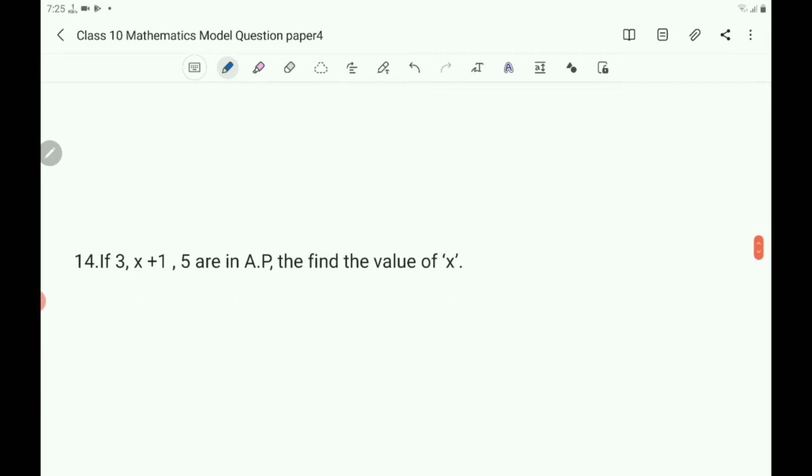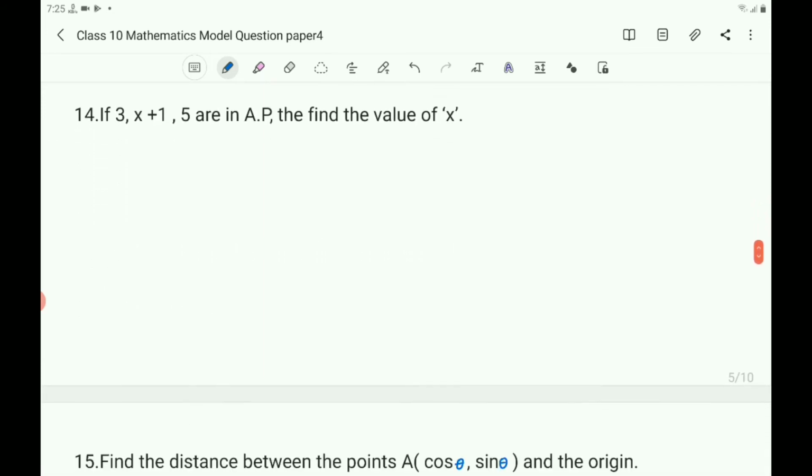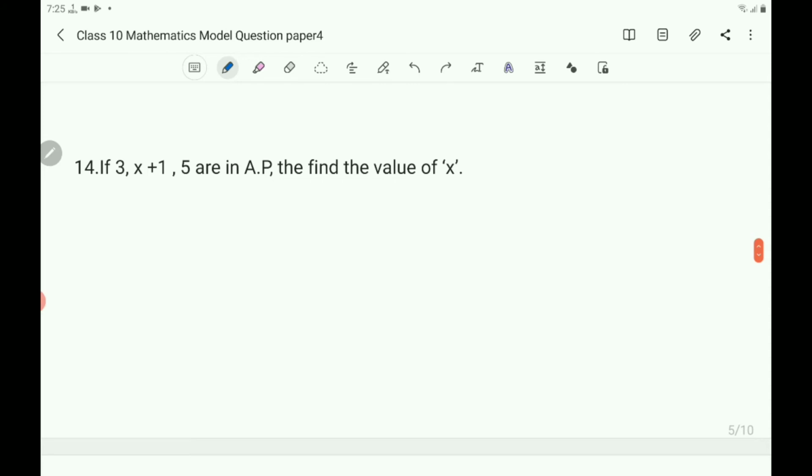Next let us take the 14th question, that is also 1 mark question. If 3, x plus 1, 5 are in AP, find the value of x. Here the middle one is the mean of the first and the third one. So you can use the formula for arithmetic mean as they are in AP, or otherwise you can consider this is A1, A2, A3. Then you use A2 minus A1 equals A3 minus A2.